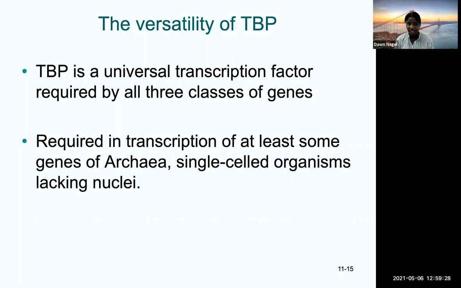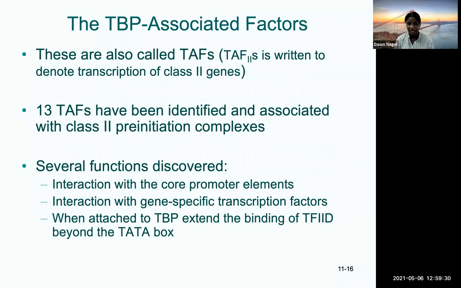In addition to TBP, as we talked about, we have the TBP associated factors, the TAFs. There's 13 of them. They're important because they also help to interact with the core promoter elements. They can also interact with other gene-specific transcription factors, right? So these are transcription factors that will either serve as activators or repressors.